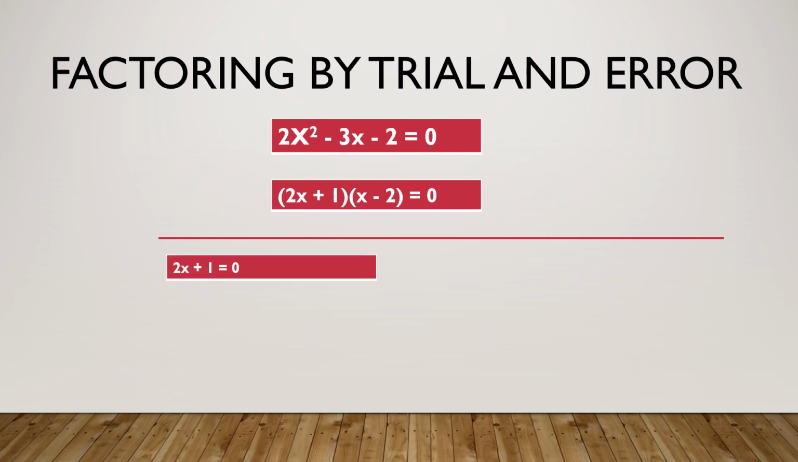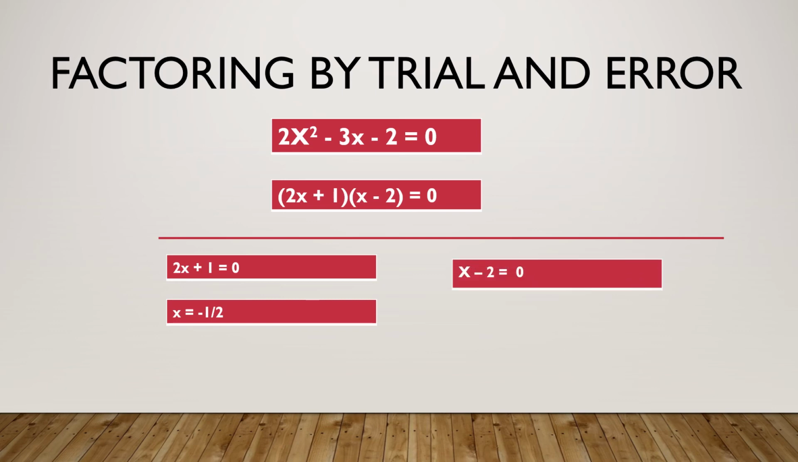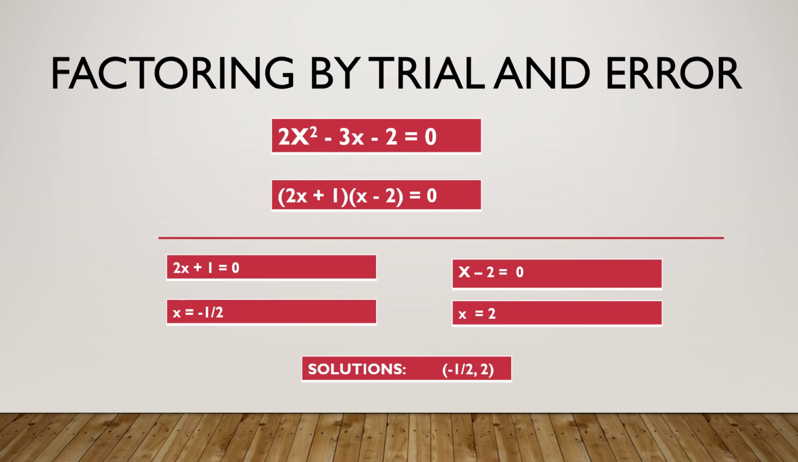Okay, so set the first factor to 0. So you have 2x plus 1 equals 0. Then solve for the value of x, that is 2x equals negative 1. Then divide both sides by 2. So the value of x is negative 1/2. Second factor, x minus 2, then equate this one to 0. So the value of x is positive 2. So the solutions of this quadratic equation are negative 1/2 and positive 2.